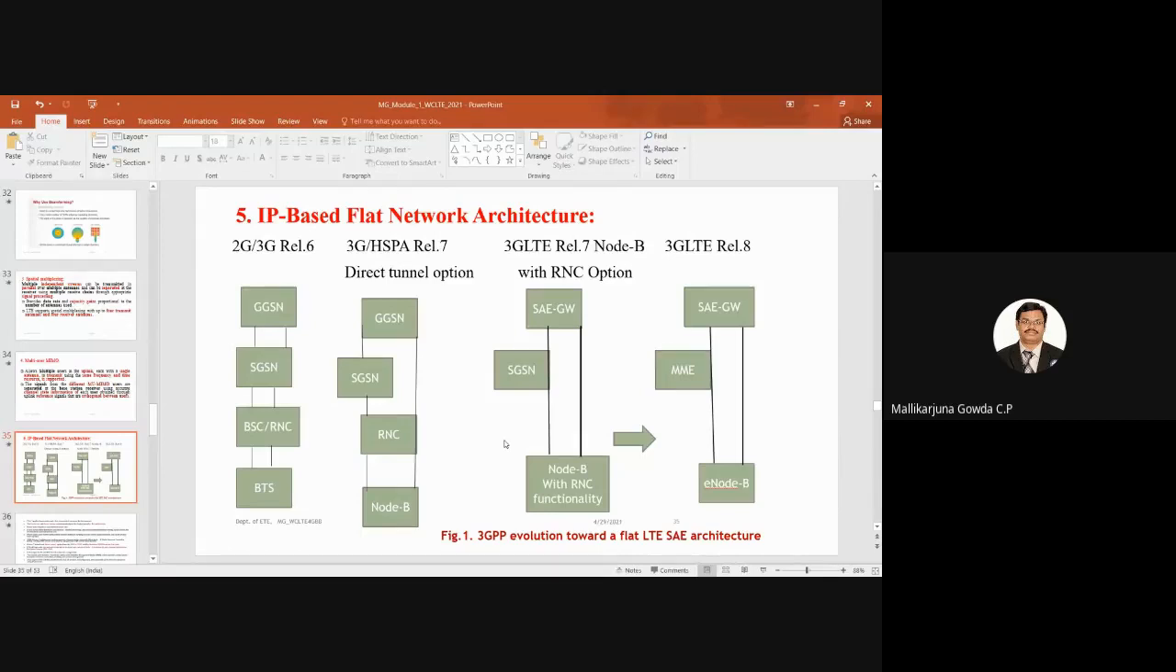could mix up the functionalities of different network components, and they can reduce the number of network components, and with that they will be able to reduce the cost also, as well as the latency, right? So when we have fewer equipments, obviously the infrastructure cost will become less, and as well as the latency will also reduce, right? Because it has to go through only a few network components. Okay, in that way we say the latency has been reduced. So this is how the IP-based flat network architecture has been evolved.